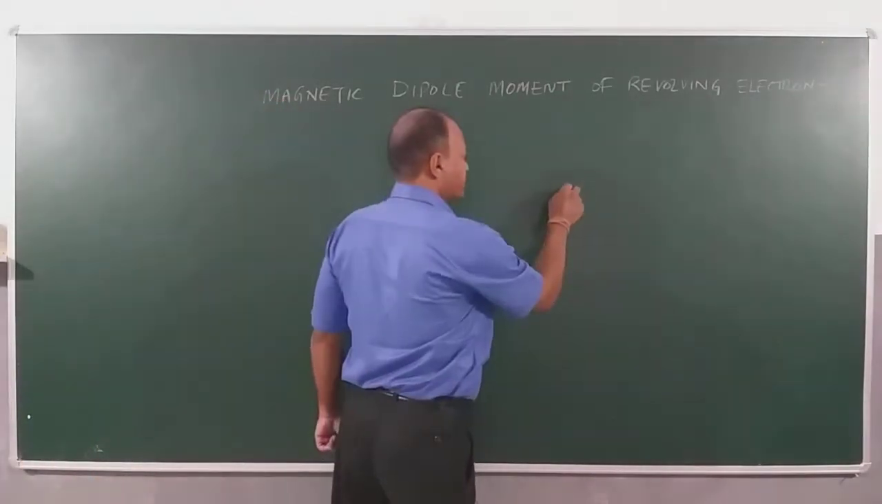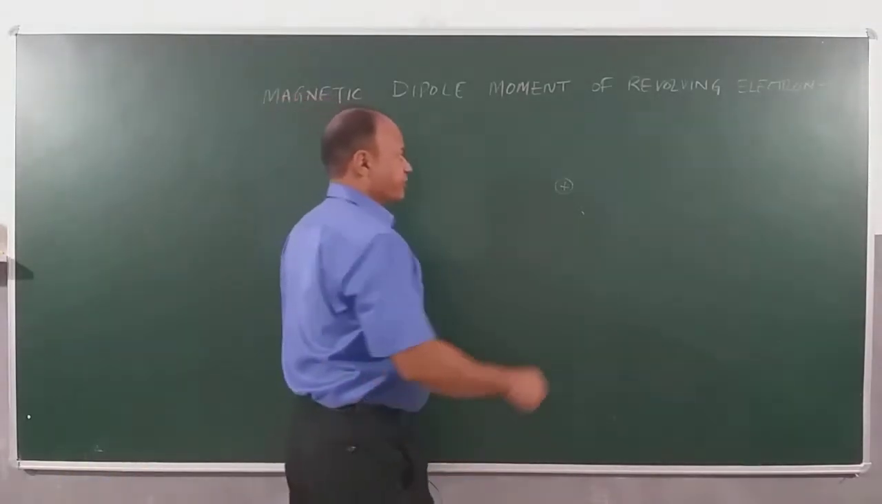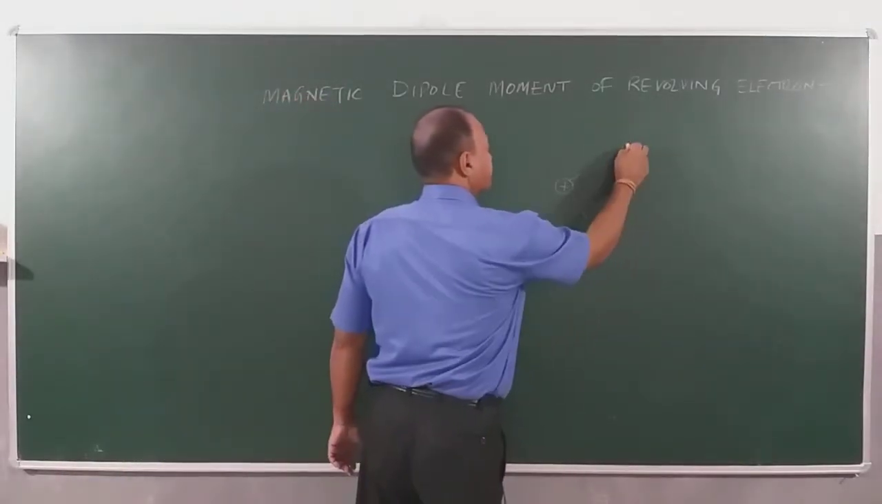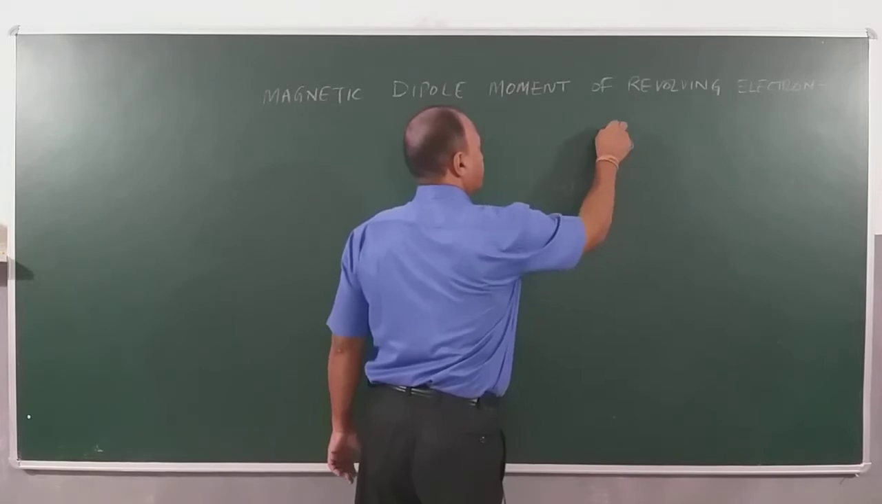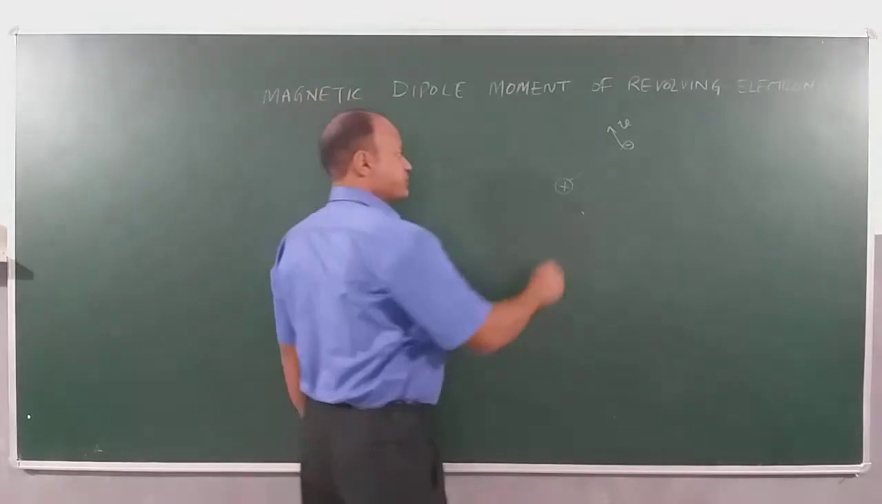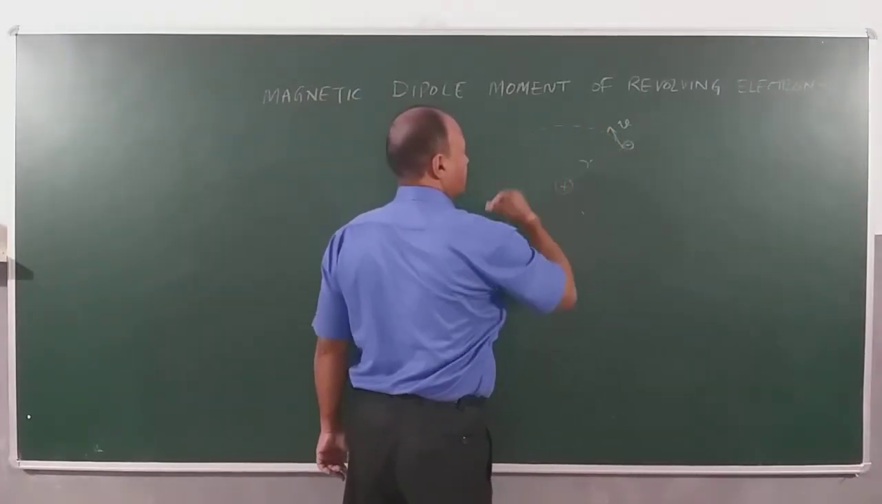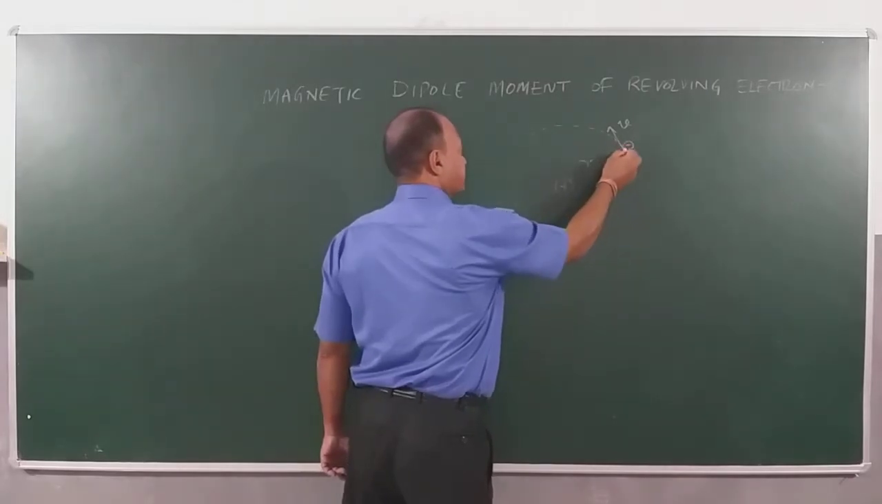Here you have a nucleus and then the electron is revolving around it. This electron is revolving with the velocity v, and the radius of the circular path is r. So this is how it is going to revolve along the circular path, right?